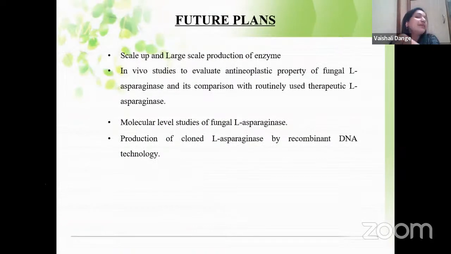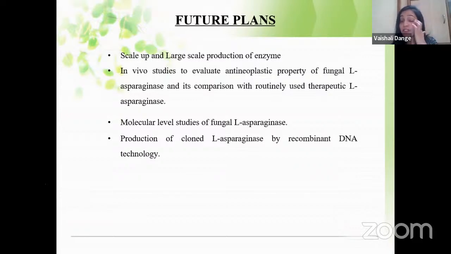The future task of my research is scale up and in vivo studies. In vivo I have not applied because of animal restrictions; there was a ban, and I did not get animals for in vivo studies. But still, I have done the in vitro studies, and in vitro it gives a proper result as we have seen here. After that, I would like to do molecular level studies in the future, and the production of cloned asparaginase by recombinant DNA technology.